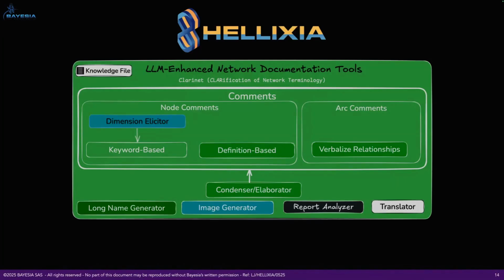We can have some kind of verbalization of the relationship between nodes, a description of the relationship between the nodes that have been machine learned, for example. We can generate long names, we can generate images, we can analyze or create a textual report that describes the network. We can translate all the components of the network in different languages. So very, very convenient set of features.